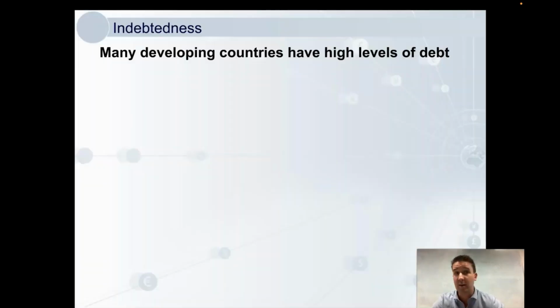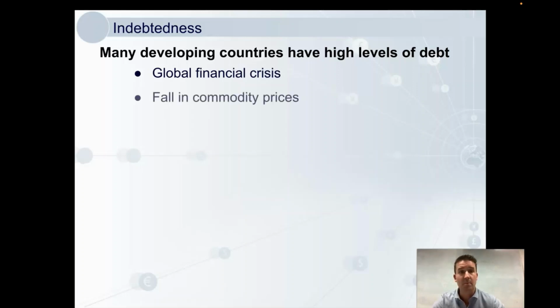That leads us to our next one, indebtedness. Many of these developing countries have high levels of debt. Some reasons for this: the global financial crisis led to huge budget deficits, borrowing to support their payments. There have been large falls in commodity prices, and that's where a lot of their export revenue is coming from.